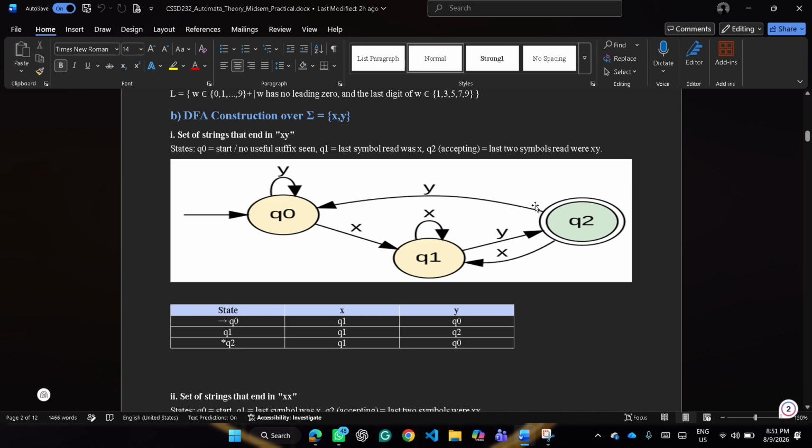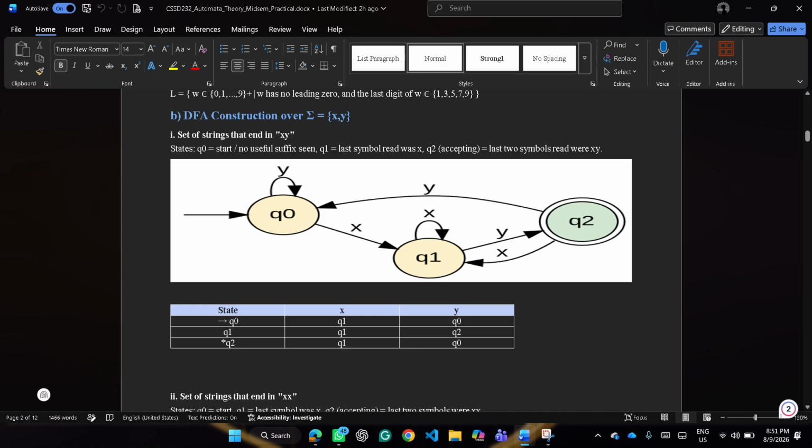But if I'm in Q1 and I read another X, I just maintain my position. I stay in Q1 because the last symbol is still X. And if I'm in Q0 and I read Y, I still maintain my position, because Y alone doesn't help me move.